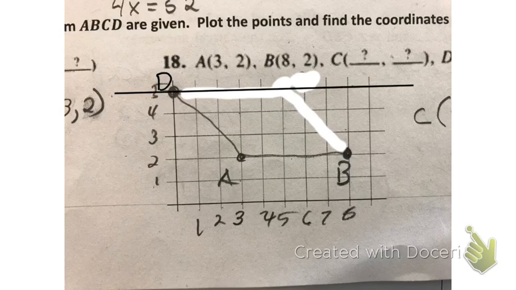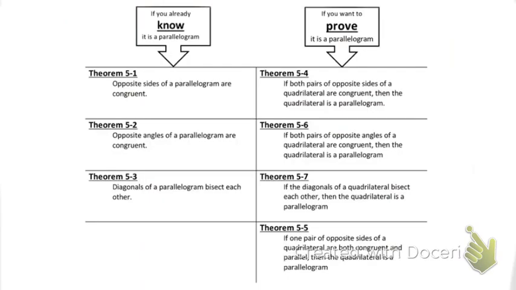Today's lesson. Yesterday we talked about theorem 5.1, 5.2, and 5.3. 5.1 said opposite sides of a parallelogram are congruent. 5.2 said opposite angles of a parallelogram are congruent. 5.3 says diagonals of a parallelogram bisect each other. You only can use these 3 if you already know it's a parallelogram. So think proof-wise. If you are given a parallelogram, then you can use all 3 of these.